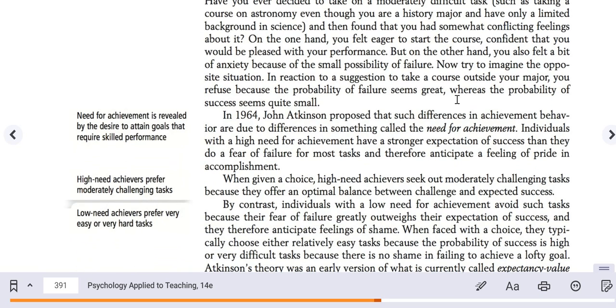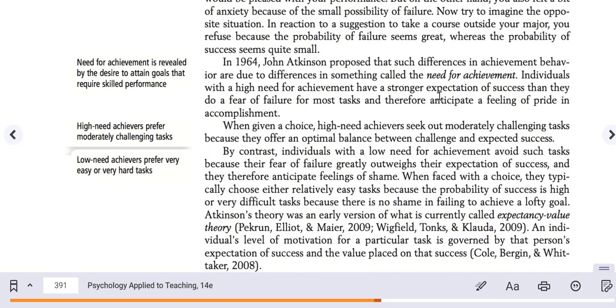When given a choice, high-need achievers seek out moderately challenging tasks because they offer an optimal balance between challenge and expected success. By contrast, individuals with a low need for achievement avoid such tasks because their fear of failure greatly outweighs their expectation of success, and they therefore anticipate feelings of shame. When faced with a choice, they typically choose either relatively easy tasks because the probability of success is high, or very difficult tasks because there is no shame in failing to achieve a lofty goal.